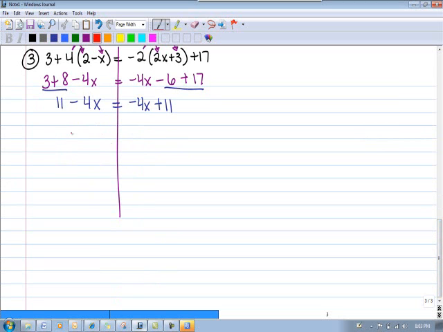So my next step is to move all of my variables to the left-hand side of the equation. So I'm going to add 4x to both sides. And what happens is on the left-hand side I get 11. Negative 4x plus 4x, they subtract out. And then on the right-hand side the same thing happens. And I get this really funny situation where there aren't any variables left because they all dropped out. So I have 11 equals 11.